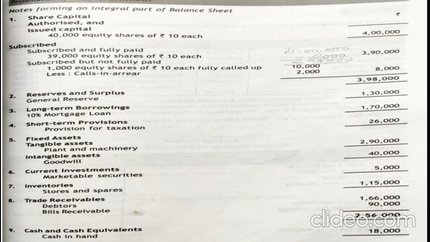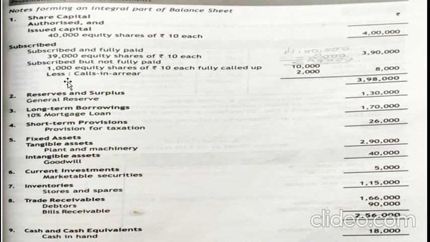How did you get 1,000? From the calls in arrears amount and the per share value. The calls in arrears amount is 2,000, and 2,000 divided by 2 will give you 1,000. So actually fully paid and subscribed shares is 39,000, which is 40,000 minus 1,000. 39,000 equity shares of rupees 10 each is 3,90,000. Then subscribed but not fully paid. You have subscribed for it but it is not paid. How many shares are not paid? 1,000 equity shares of rupees 10 each, which will give you 10,000.